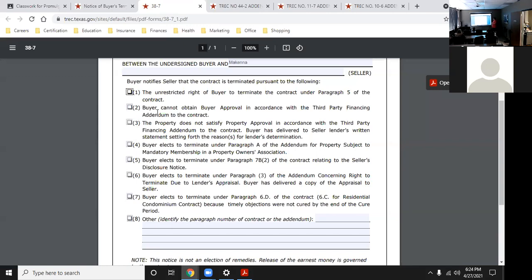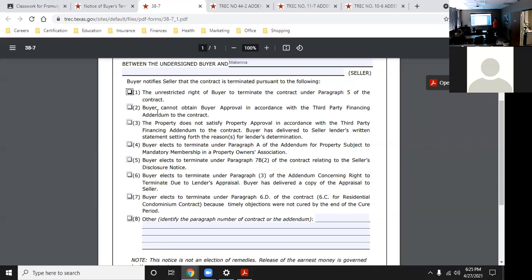The buyer must terminate under paragraph 7B2 of the contract relating to the seller's disclosure. So this is the 7 days after you receive the seller's disclosure, you have that 7 days to back out. That's what that box is for. If you get the seller's disclosure and you find that the roof hasn't been replaced in 30 years, the AC unit hasn't been replaced in 30 years, then you might just not want to take it on because, even if it passes inspection, there's a lot of work coming up because I have to replace a bunch of stuff. You have those 7 days after you've received the notice to back out of the contract. That's what box 5 is for.